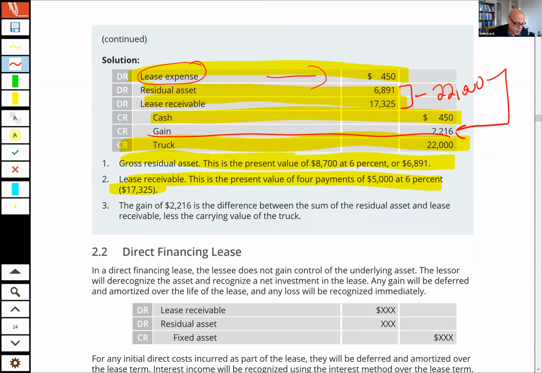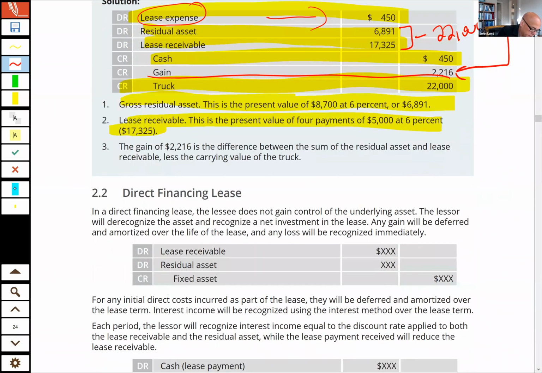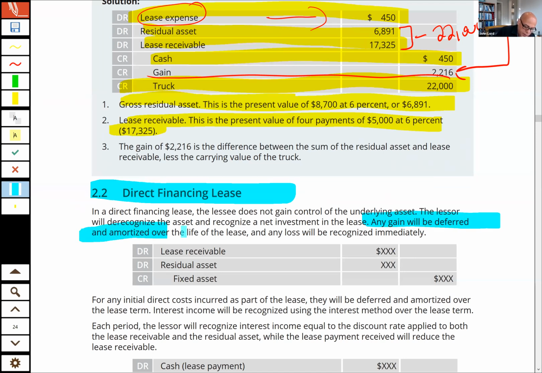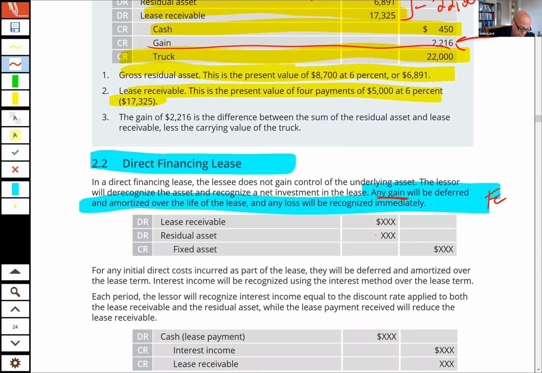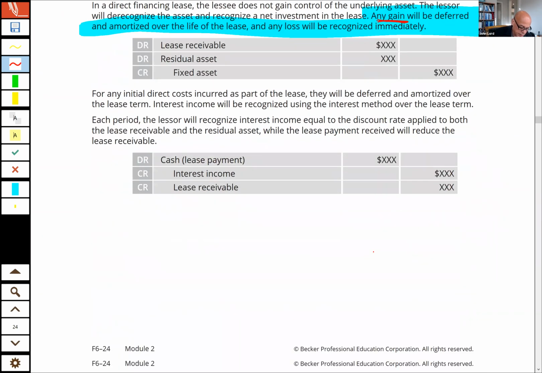Now, if it is a direct financing lease, there is not going to be a gain or loss. So any gain or loss will be what? Deferred, and any losses, of course, are recognized immediately. Losses are always recognized immediately. Any gain is deferred. So let's flashcard that, and let's make sure you don't make the same mistake that I just did. It's gain that's deferred. Losses are taken immediately.